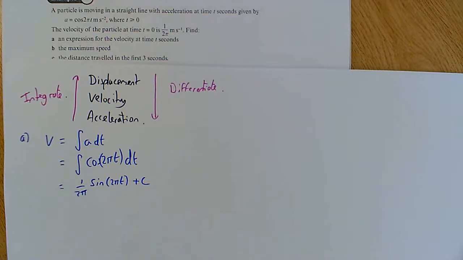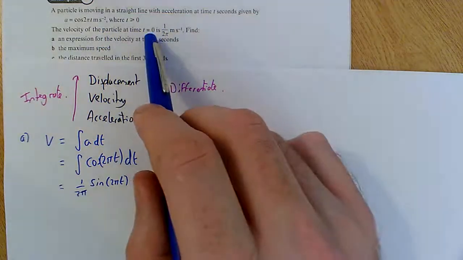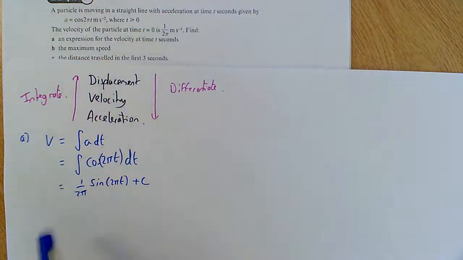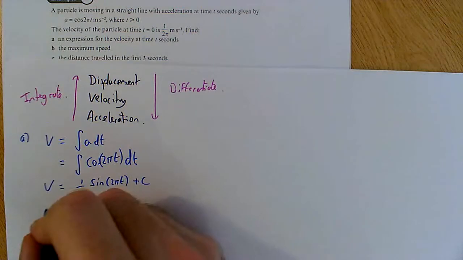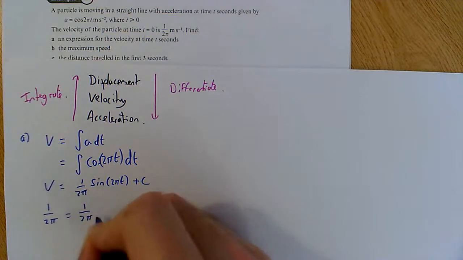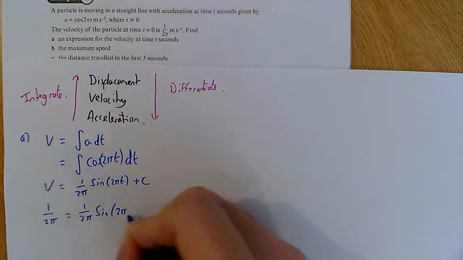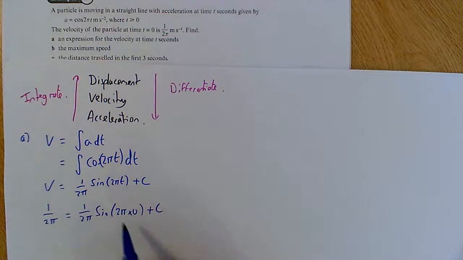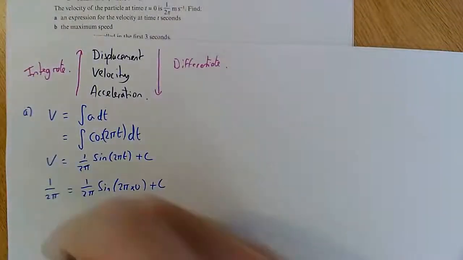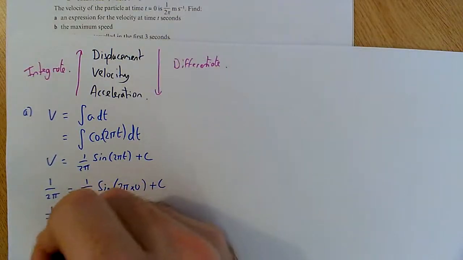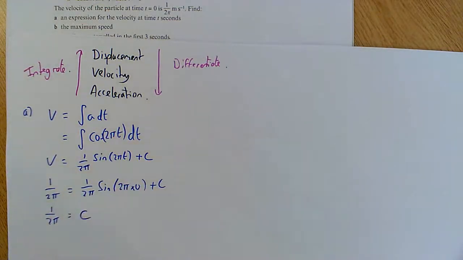Then we are going to use the information in the question, which is that at t equals 0, the velocity is 1 over 2 pi, and that's going to help us find out what c is. So if I've got v equals that, I can put 1 over 2 pi from the question in there. This is equal to 1 over 2 pi sine 2 pi times 0 plus c. And this is going to be the sine of 0, and sine of 0 is 0. So we can take that out. 1 over 2 pi equals 0 plus c, so it's just c.